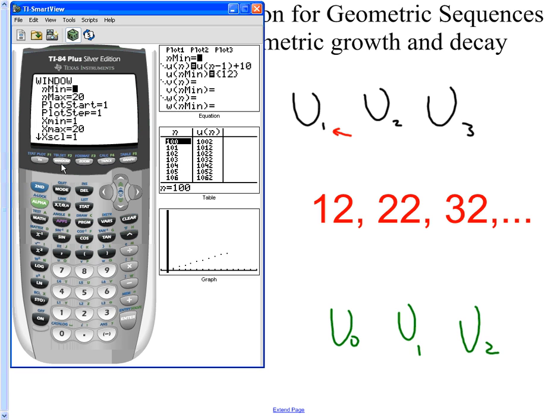Hit window, and notice we're doing n min is 1. That means our first term is 1, up to n max, which on mine says 20. You can make that anything you want. If I only want the first 10 terms, I go 1 to 10, and that does the first 10 terms of my sequence. Then I'm going to start at the first term and step by ones, meaning I'm going to go up one term at a time.